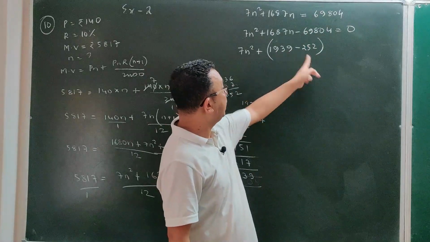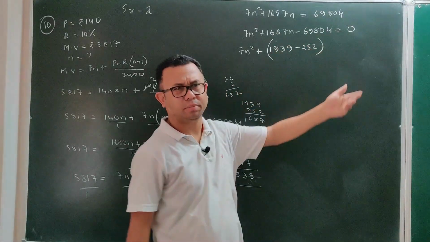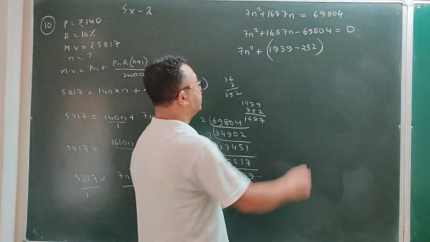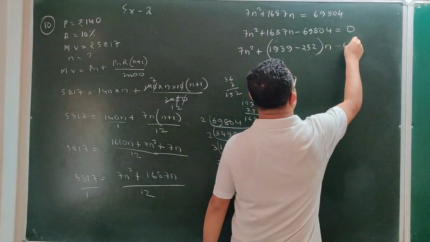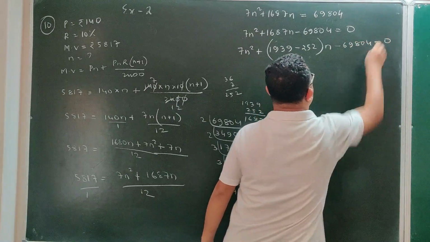And here, when you subtract, you should get this one. Or not only subtract, you can add also, but in this case our subtraction is going to give you this, and this n is what I am writing, minus 69804 is equal to 0.